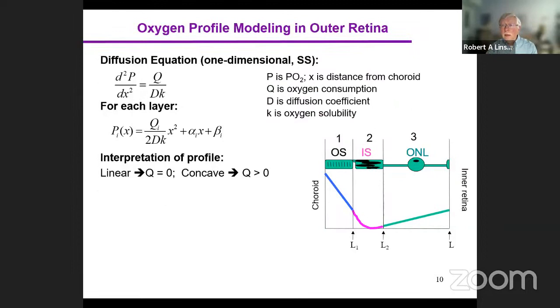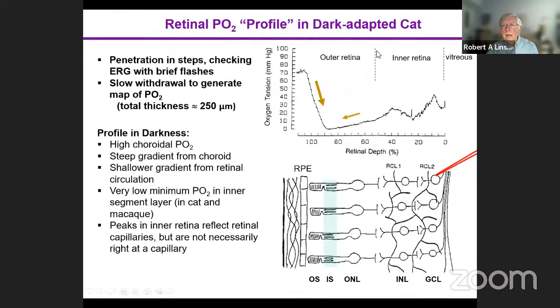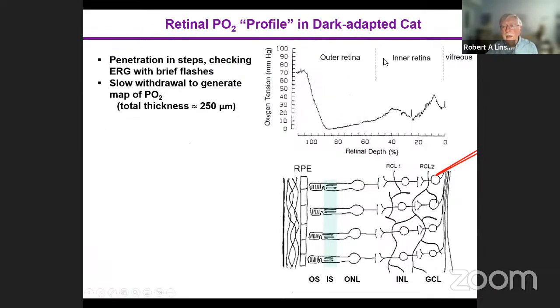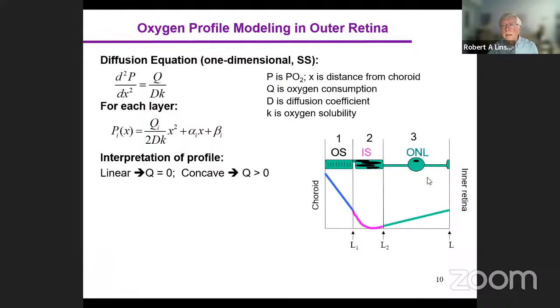So what do we do then with these profiles? We look at the outer retina. So here I'm focusing again just on the outer half of the retina. And you can see that that outer retina has a shape that's represented by the color picture down here at the right. So we start with just a diffusion equation that's one-dimensional, steady state, not remarkable in terms of its mathematical complexity. And the solution of that is that for each layer of a model, the PO2 is a quadratic term that involves the oxygen consumption of that layer and a couple of constants and distance. And the interpretation of the profiles is that if there's a straight line in the profile, as there is in regions 1 and 3, then consumption must be 0.